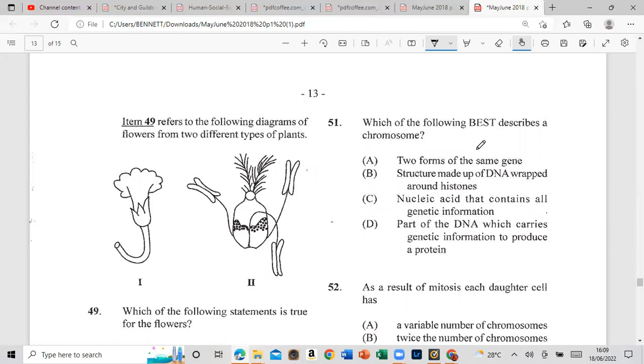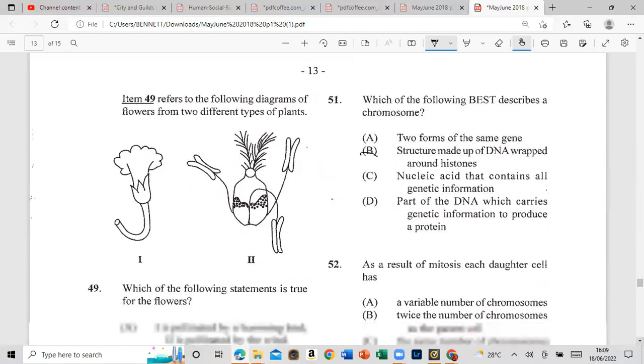Which of the following best describes chromosomes? A, two forms of the same gene. B, structure made up of DNA wrapped around histones. C, nucleic acid and contains all the genetic information. Or D, part of a DNA which carries genetic information and produces a protein. Structure of DNA wrapped around histones.